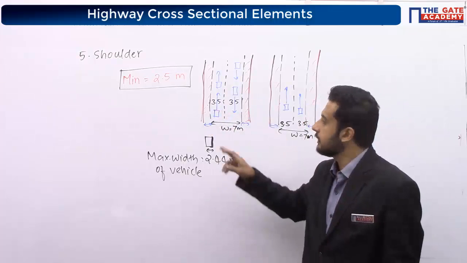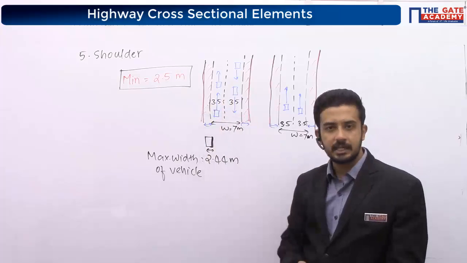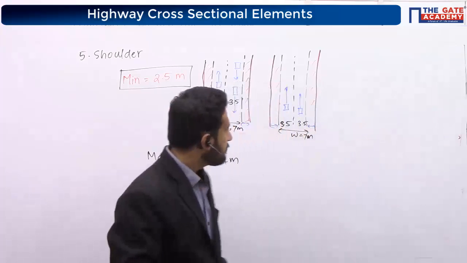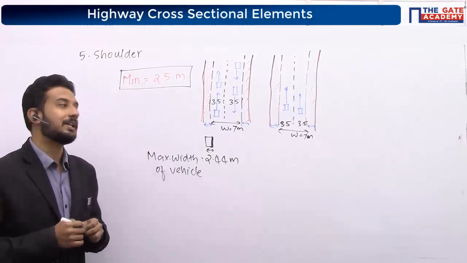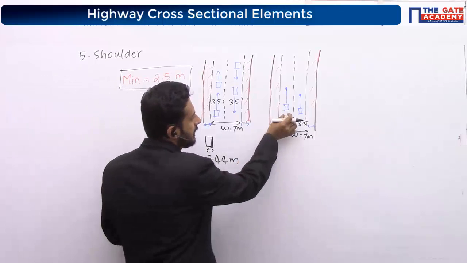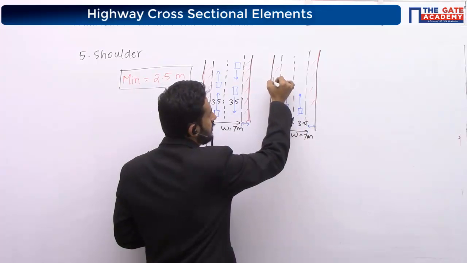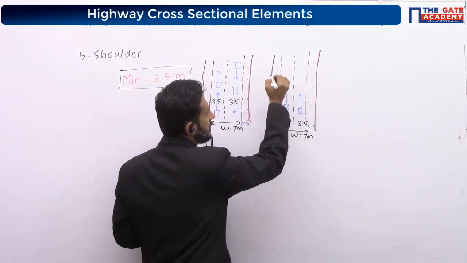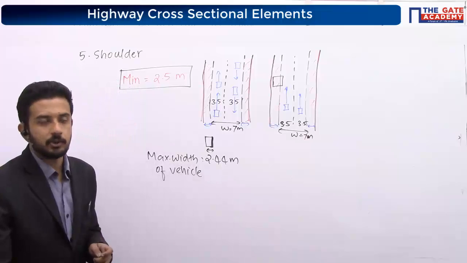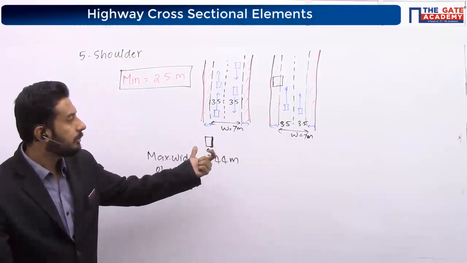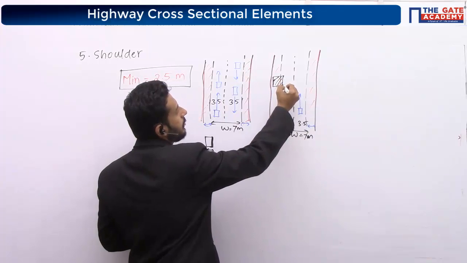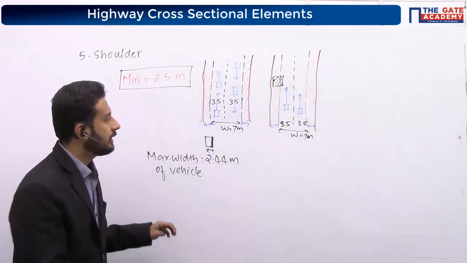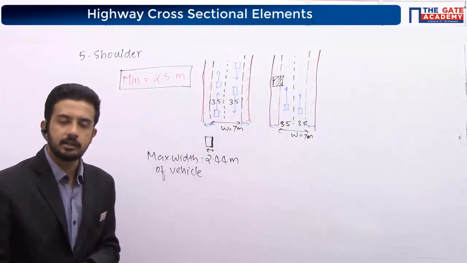Otherwise, what may happen? The right tire will be on this side, na? Correct, no? If I am giving only 2 meter width, what is the problem? Some vehicle is coming and parking here. If it has 2.44 meter width and I am giving only 2 meter shoulder, what happens? The right tires will be on the carriageway. Then it will affect the movement of other vehicles.